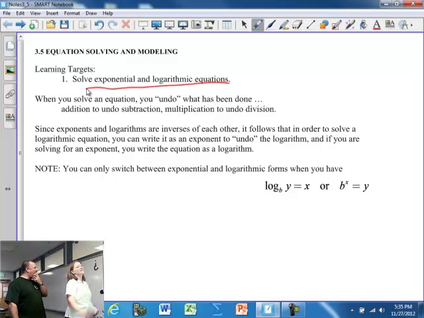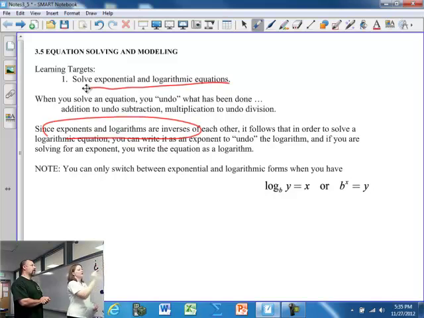All right, what we're going to be doing is some solving. Back to algebra stuff. Most people like this one. The thing to remember is that exponents and logarithms are inverses of each other, which means they undo each other. So if I have something in exponential form, I'm probably going to need a logarithm. And if I have something in logarithmic form, I'm going to need an exponent.